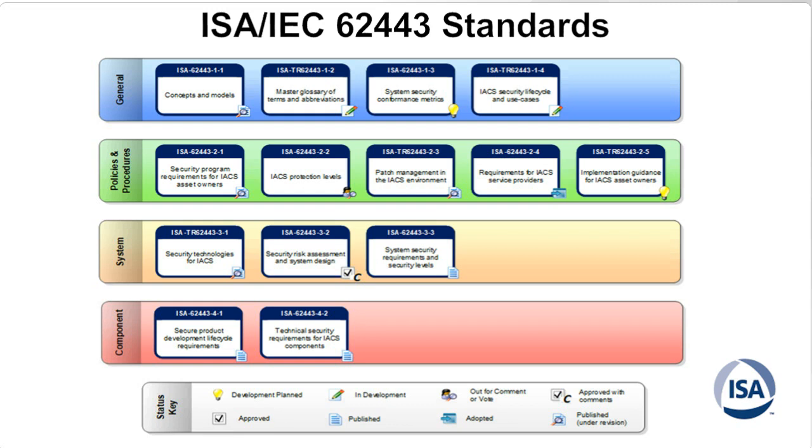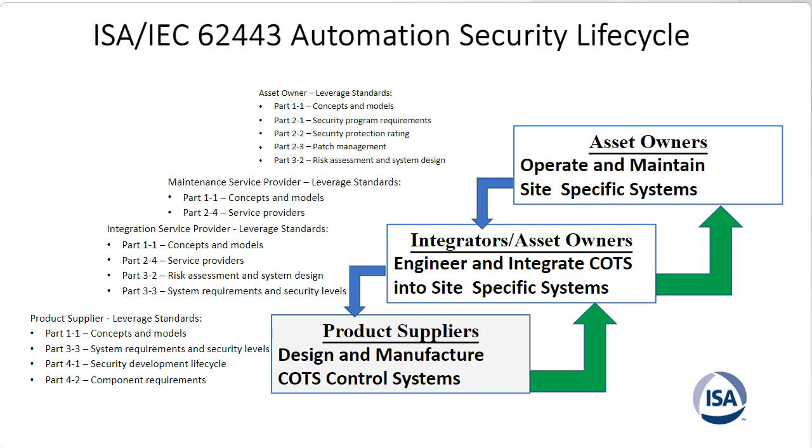So that's another way to look at it. The standards are organized along the automation security lifecycle, and address three major stakeholder groups. On the front end of the life cycle, you have product suppliers who design and manufacture the commercial off-the-shelf components and systems. Those products are then integrated or site engineered into site-specific solutions, and they're deployed at asset owner sites, and they operate and maintain these systems. So there's a shared responsibility for security from the product supplier to the integrator who installs it to the asset owner who maintains and operates it. And there are standards that address each of these categories. You see them off to the left here.